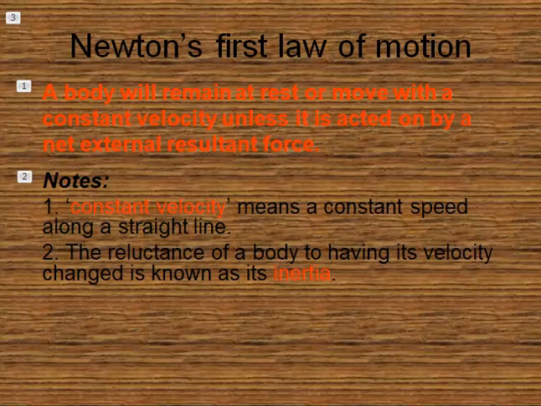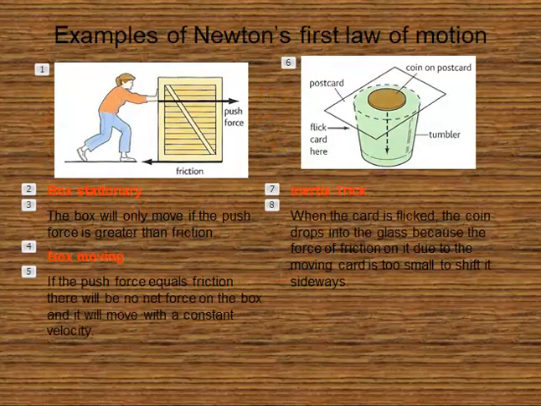Newton's first law of motion: a body will remain at rest or move with a constant velocity unless it is acted upon by an external force. Note that constant velocity means constant speed along a straight line. But two, the reluctance of a body to having its velocity change is known as inertia.